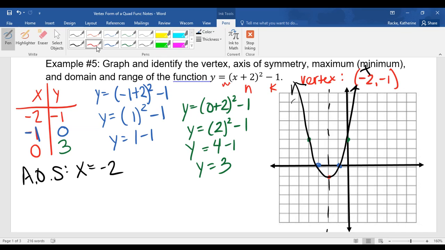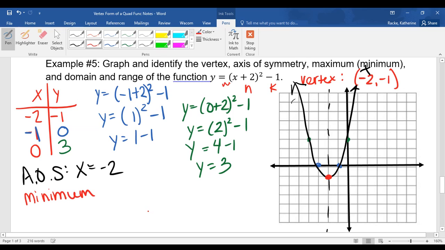Our vertex is actually a minimum because it makes the U shape. So our minimum is at -2, -1. We can just state that it's a minimum. Now we're going to do our domain and range. Domain is always -infinity to infinity for these problems. Our range is what our y value is. Since it's opening up, our y value is -1 on our vertex to positive infinity. That would be all you have to do for example 5.